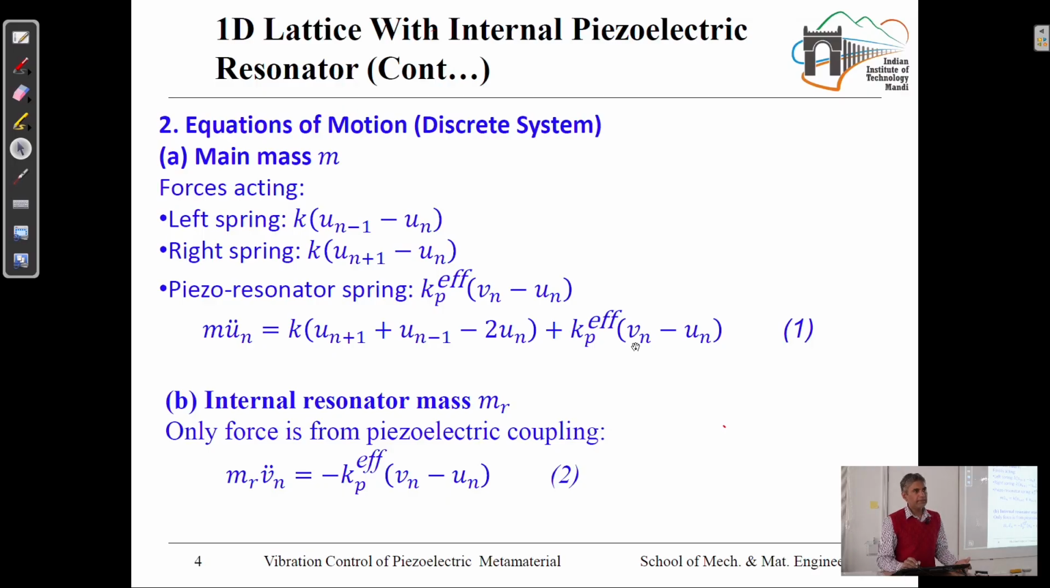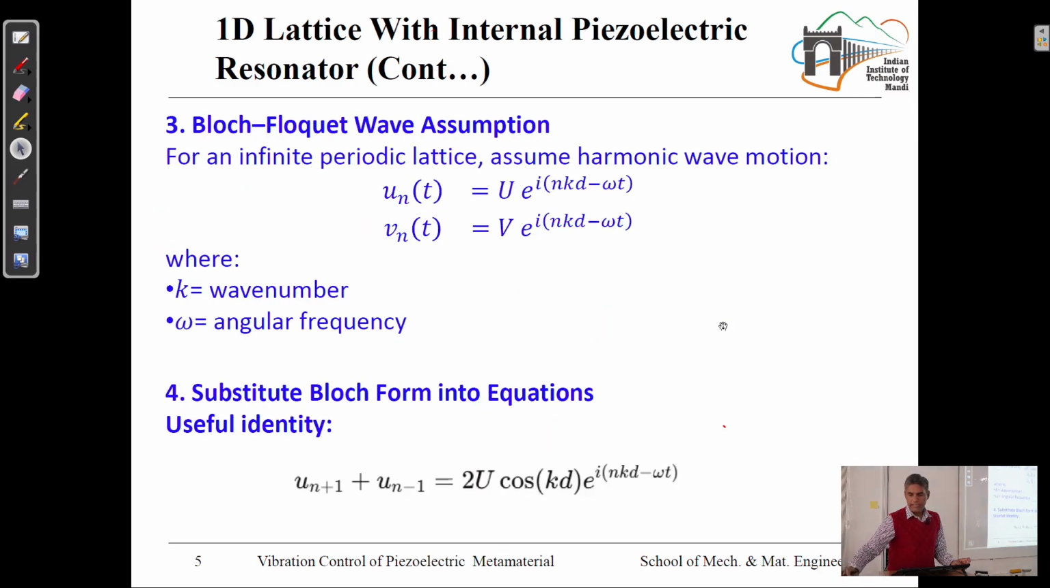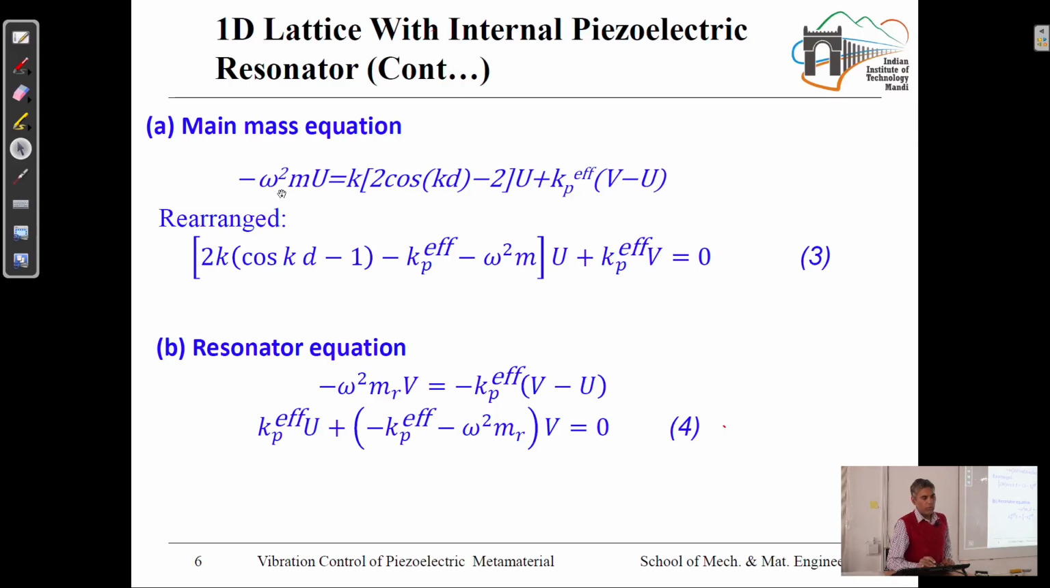Same thing we can do for Vn. Vn of course we know, right? Substitute the value from these equations in equation number 1, and then we will get this expression, omega square into m. This is mn, right? Since all the masses are the same, put mn or m, it does not matter. So omega square into m, capital U is equal to k, 2 cos kd minus 2, of course capital U, plus kp effective v minus u. Rearrange these equations and we have these expressions.